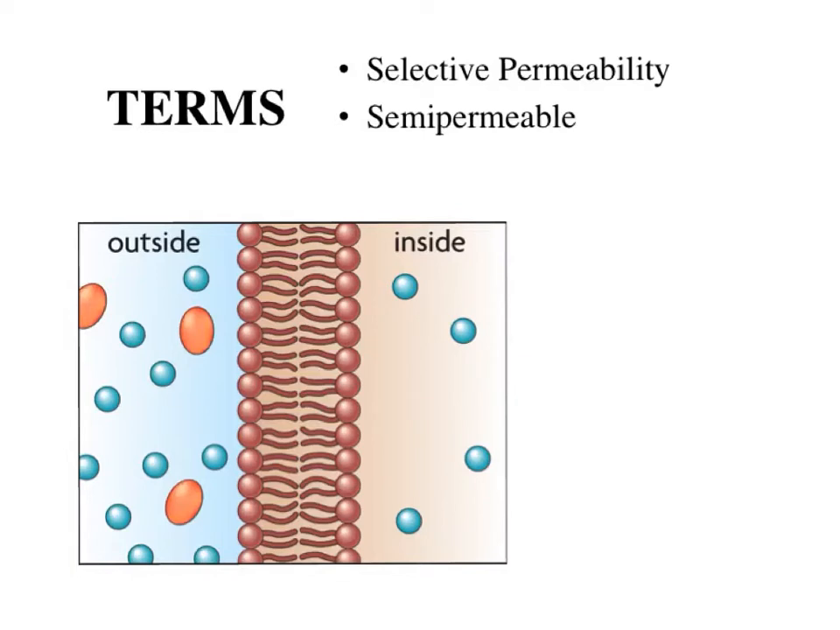It'll let certain things through, like the screen lets air, the wind, maybe rain through, but it does not let insects or birds or an elephant through that screen. It's semi-permeable, and that is exactly what your cell membrane is: semi-permeable. It has selective permeability, same thing.